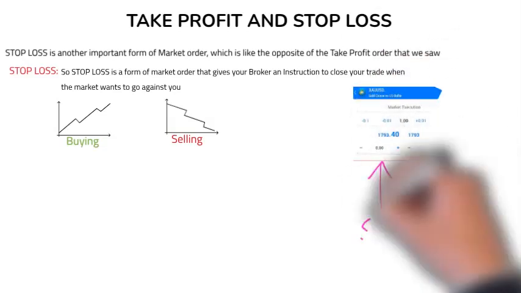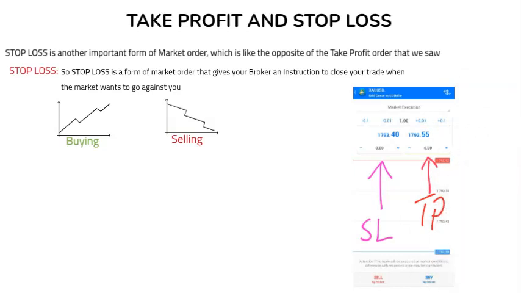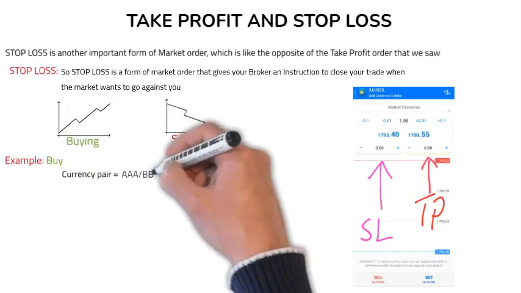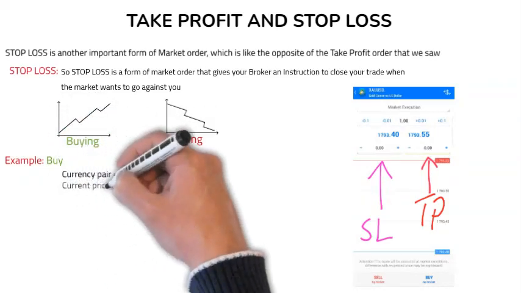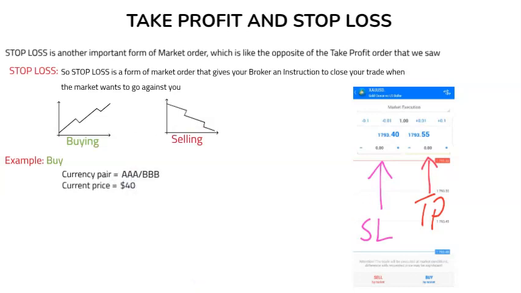Let's see where to put the stop loss order in our MT4. Go to the same place where we saw where to put in take profit. The box on the left is where you type in your stop loss. Let's say I want to buy a currency pair named AAA and BBB, and the price is currently at $40, and I want a take profit of 50 pips. So I would set my take profit at $90.